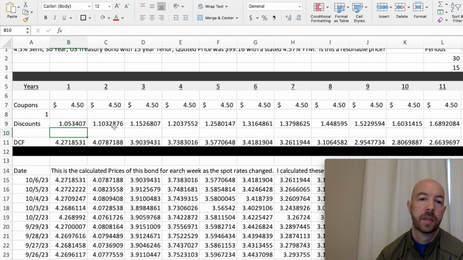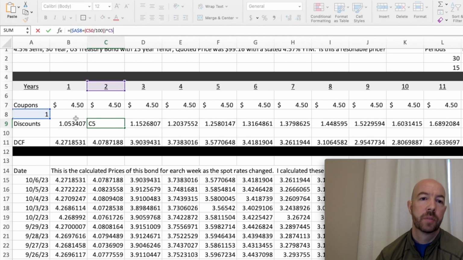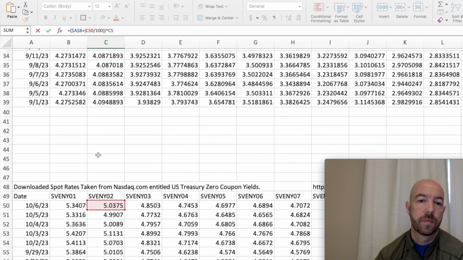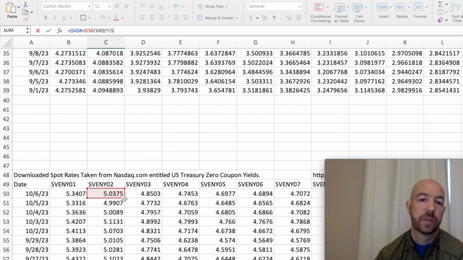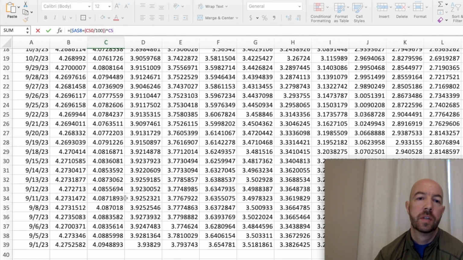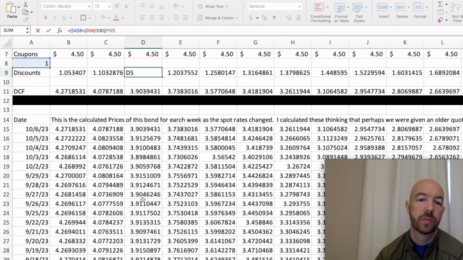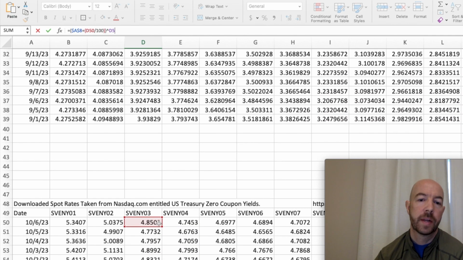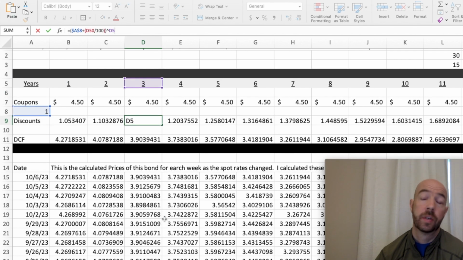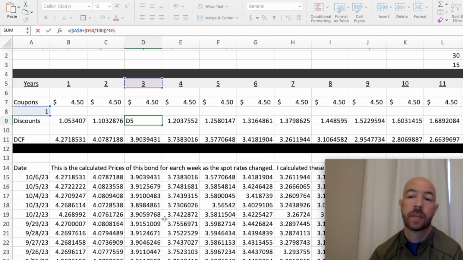So that's the 1. Here it's going to be 1 plus 5.0375 divided by 100, squared, raised to the second period. So you've got to find all your discount rates. It's going to be the same: 1 plus whatever's down here. The spot rate's basically given by NASDAQ for the 3 year. And really, you realize that they calculated that, based on wherever they went out and found those par rates.